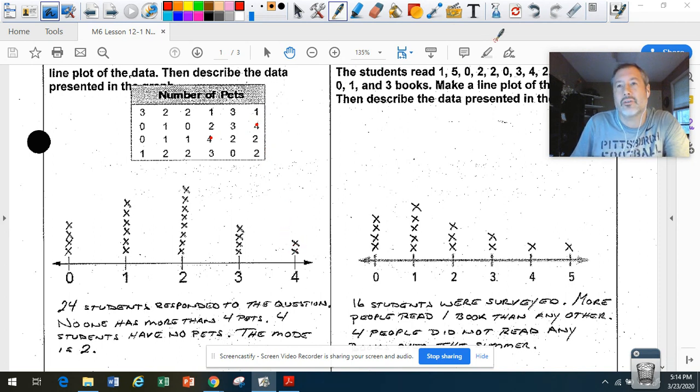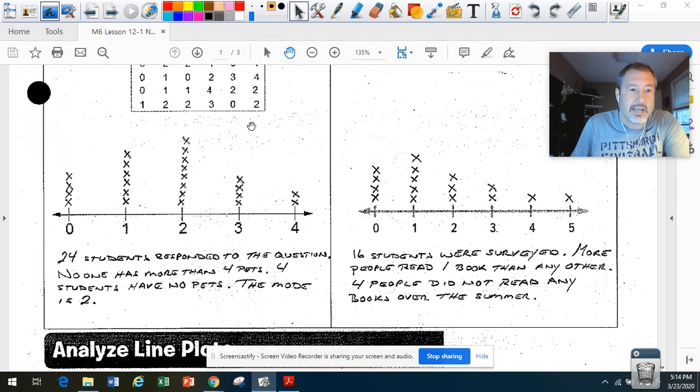So they want us to now describe this data here. So let's see how we described it here. It says down here, 24 students responded to the question. So if I count up all these X's, I ought to have 24, which is true. No more than 4 pets. No one had more than 4 pets, which is true. There weren't people who had 5, 6, 7, 8, 9, 10, or beyond that. And it says 4 students have no pets. So if we look over here, I have 4 students here who have no pets. And my mode, which occurred most often, we can say 2.